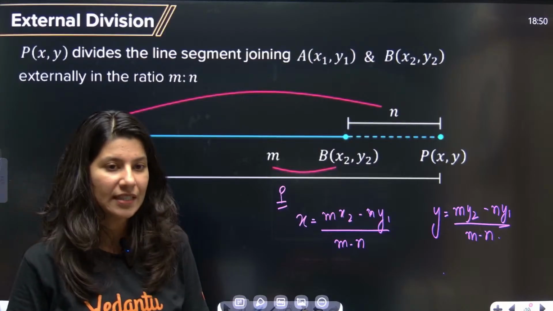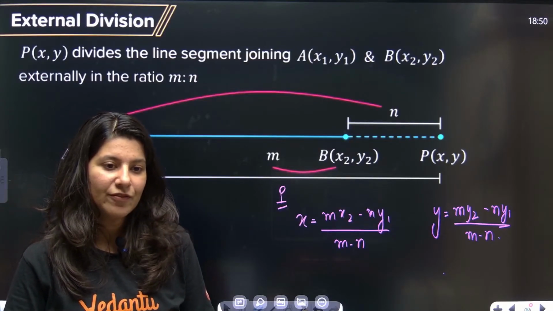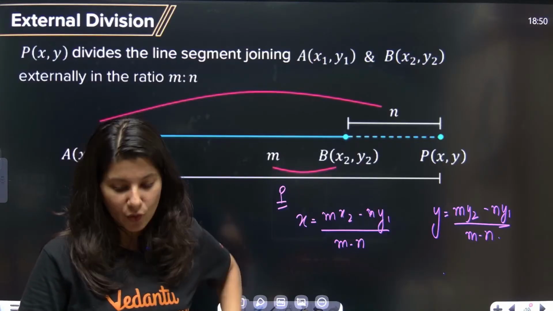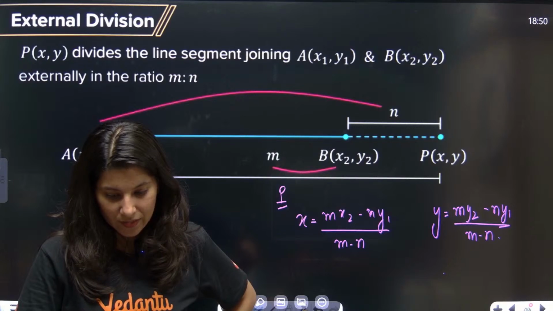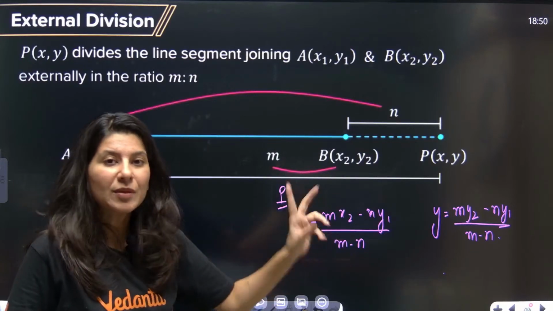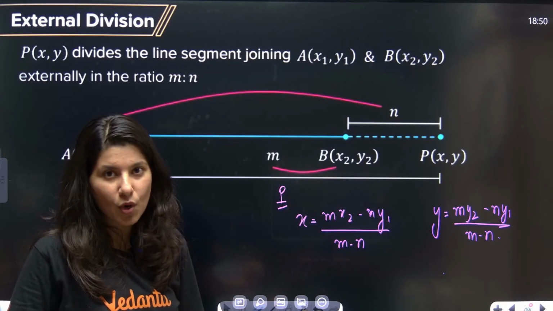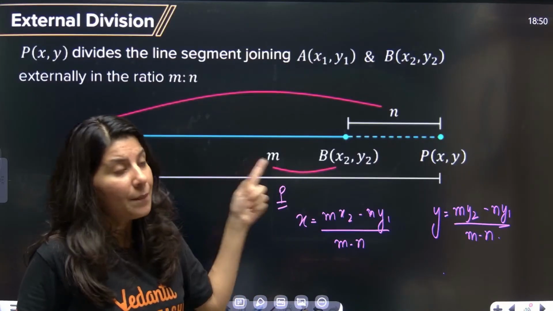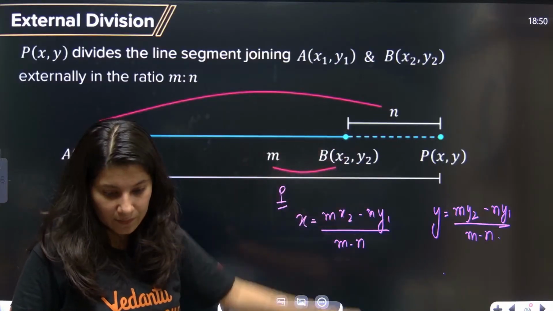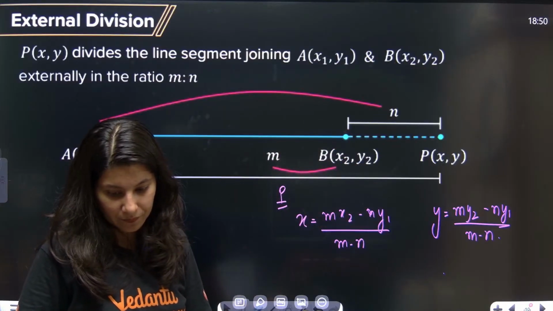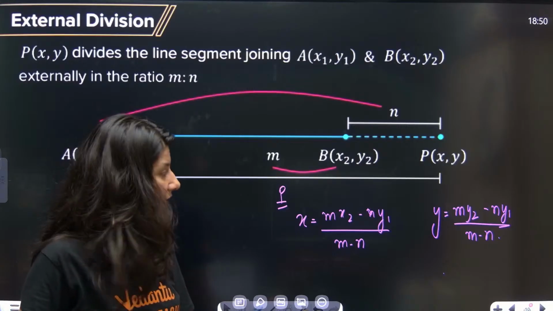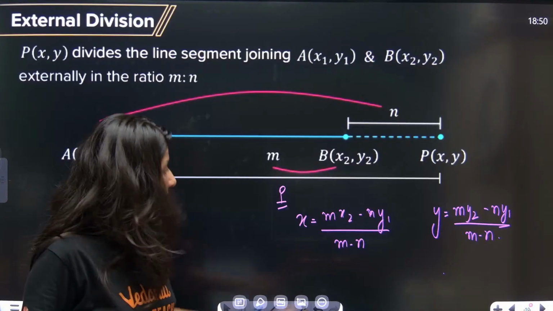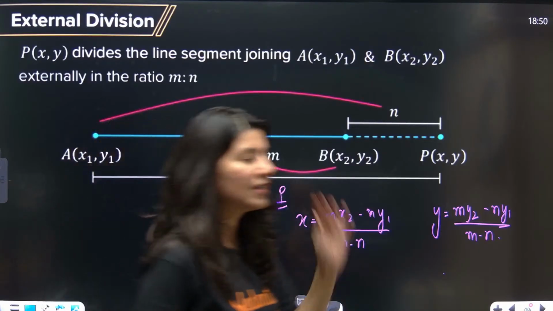Yes, everybody getting it? If this is something which you are already getting, then we can start off with the problems. The only difference between external and internal division is what? So visually, what is the difference? P will lie inside in internal, P will lie outside in external. That is one thing. And the negative sign is the only difference in the formula.